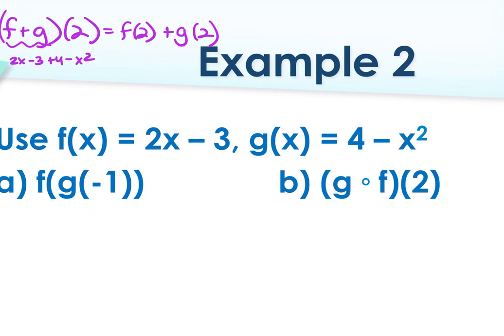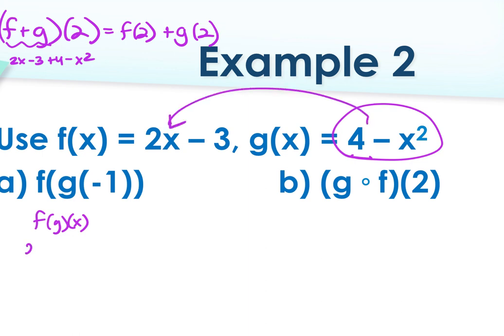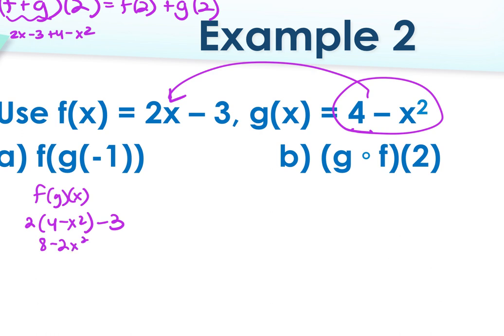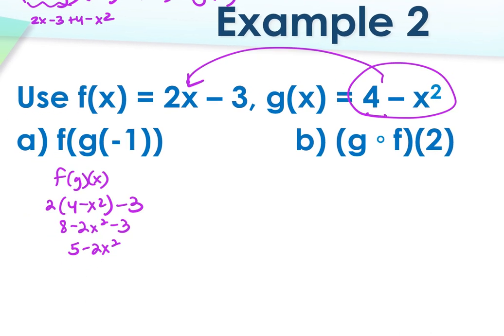When it's a composite function, again, I can do the same thing. I could first find f of g here. I could take the g and plug it into the f. 2 times 4 minus x squared, minus 3. I could simplify it: 8 minus 2x squared minus 3, which is 5 minus 2x squared. And then I can plug in -1. 5 minus 2 times -1 squared. 5 minus 2, which is 3. That's the first method. And I actually don't recommend it.